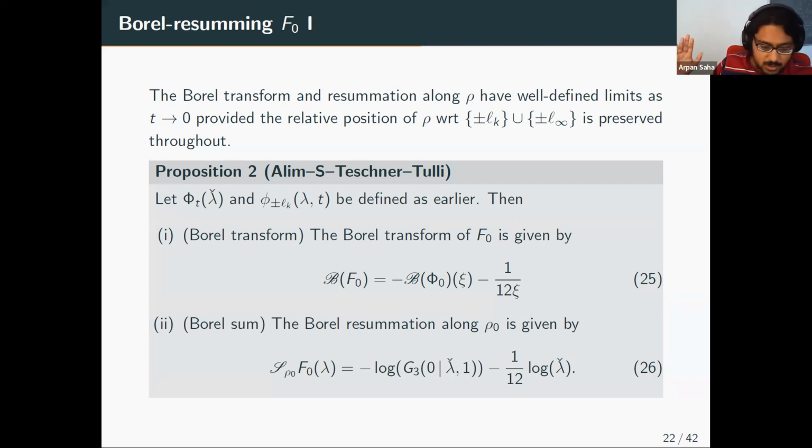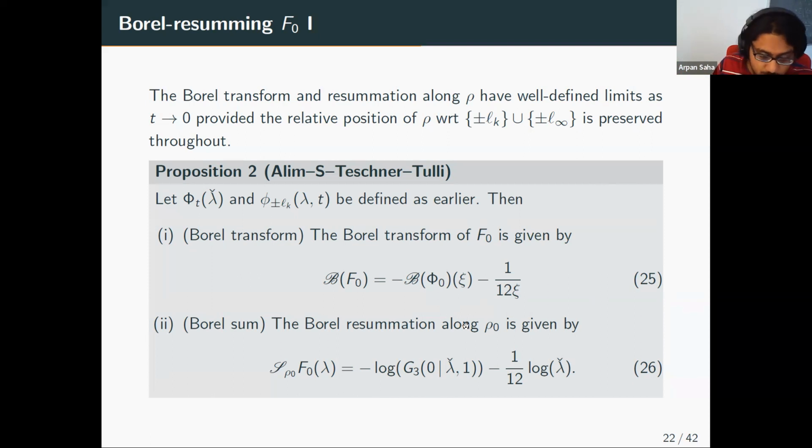Anyway, so these are the Borel transform and Borel resummation along rho 0 that you obtain. So this is expressed in terms of the Borel transform and resummation for the non-zero degree case, but you basically set t equal to 0. And that's a well-defined limit. And so this is a well-defined quantity over here.